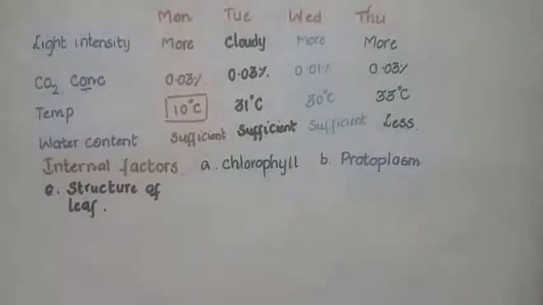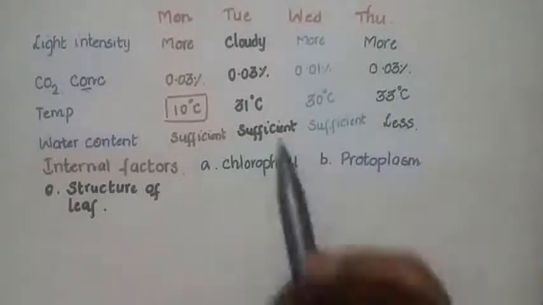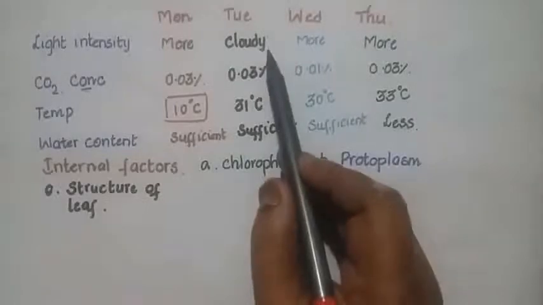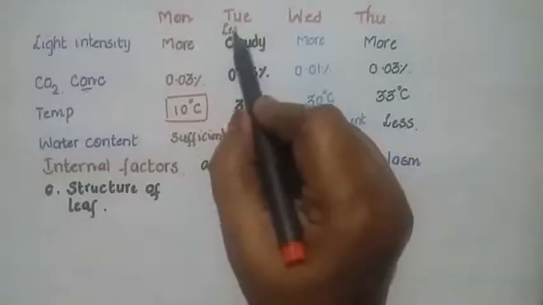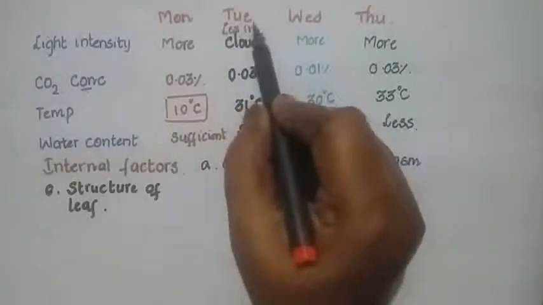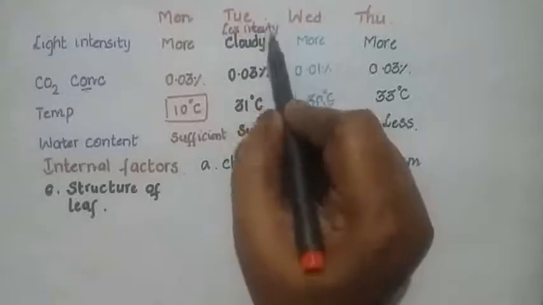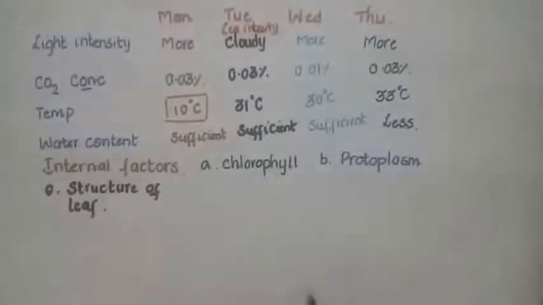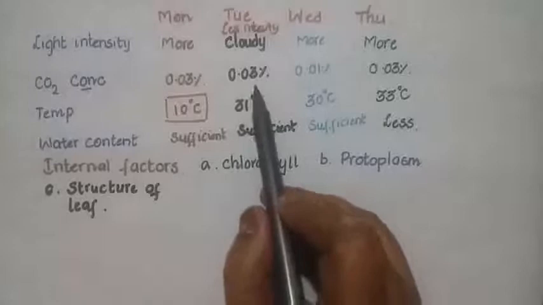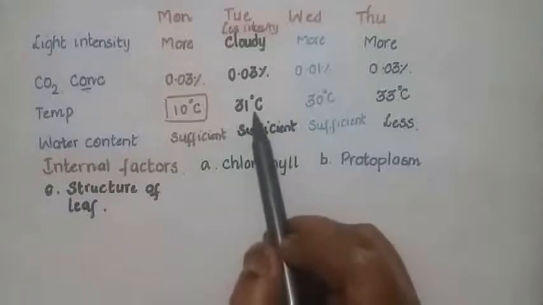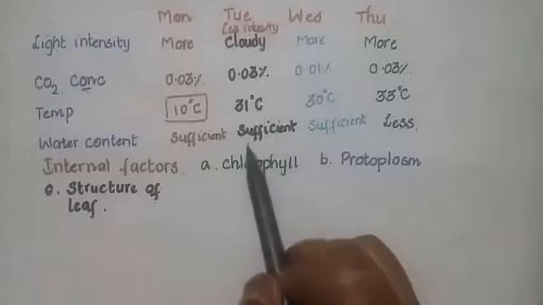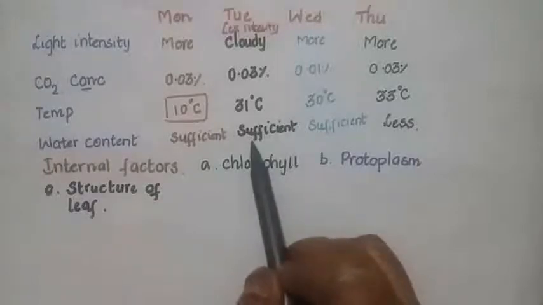So let us move on to the second day, that is Tuesday. On the second day, there is a cloudy day. So it means there is a less intensity of sunlight, and we know that when there is a less intensity of sunlight, the stomata are partially closed. Fine. Of course, there is a suitable amount of carbon dioxide, and 31 degrees Celsius is a temperature which is very close to the 35 degrees Celsius, which is the optimum temperature, and there is a sufficient water content in the plant.